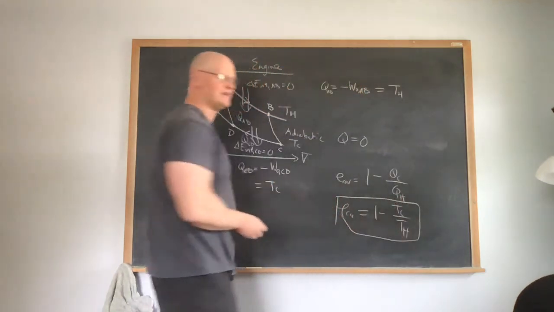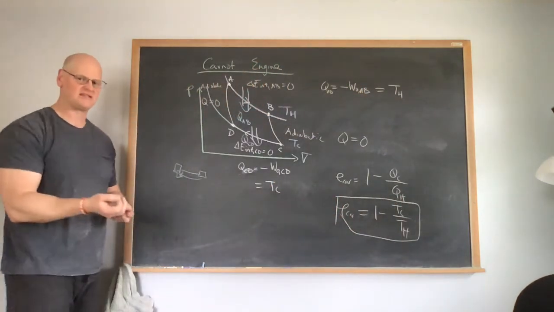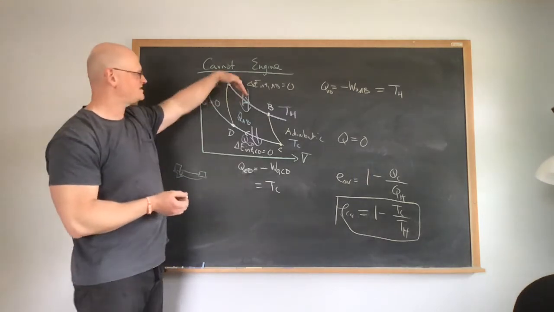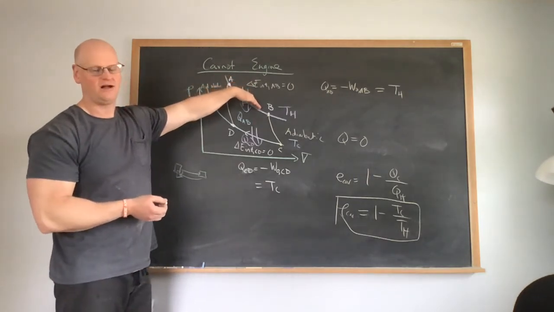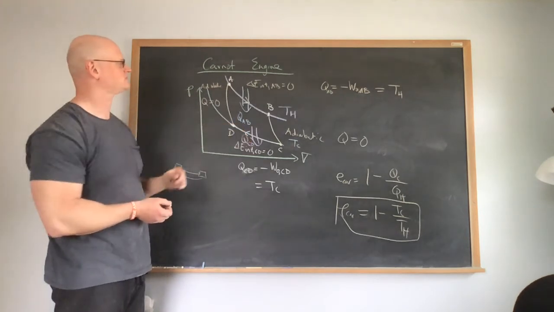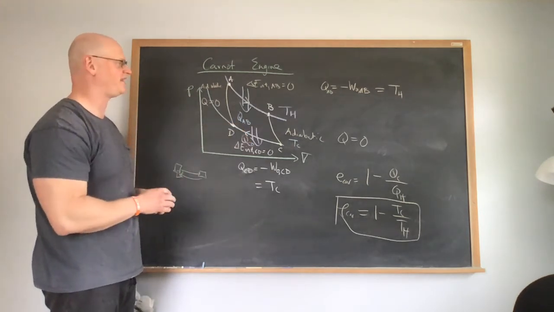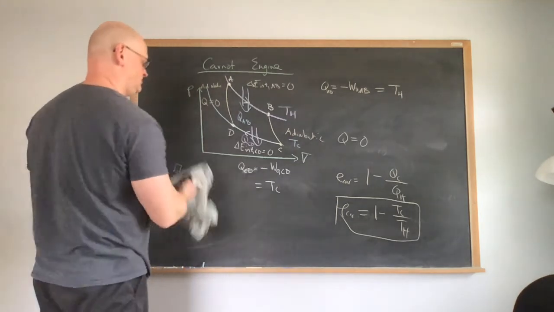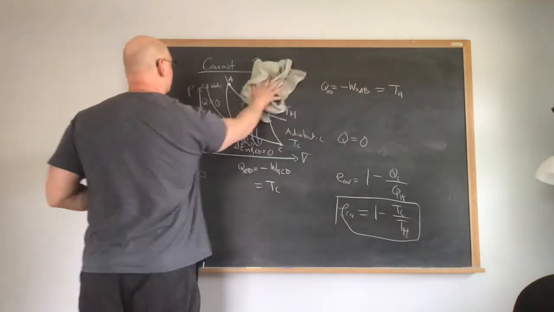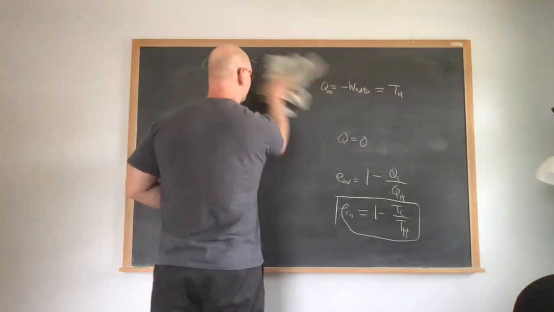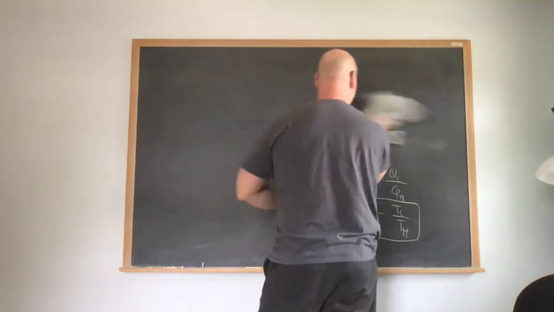So the Carnot efficiency, again, is the greatest amount of efficiency that a particular heat engine can have, because it only depends on the temperature of the hot reservoir and the temperature of the cold reservoir. It doesn't depend on anything else. Good. So that brings up another definition of the second law of thermodynamics.